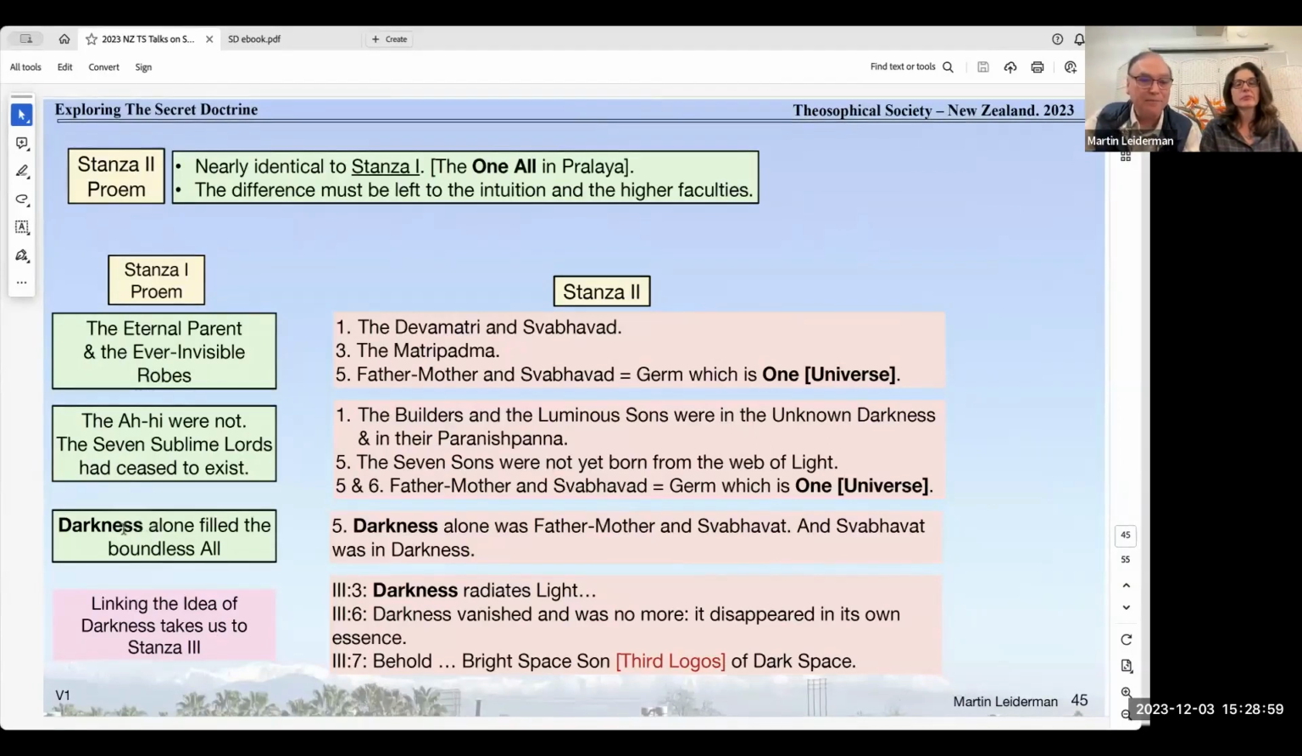In stanza 1, it says darkness alone filled the boundless all. In stanza 2, number 5 says darkness was Father, Mother, Swabhavat. In stanza 3, number 3 says darkness radiates light. In sloka 6, darkness vanished and was no more. It disappeared in its own essence. And in sloka 7, it says, behold, the bright space sun, the third logos, son of dark space. You see how you're linking? And as you link, again, the main idea becomes luminous. That means that it will hit your soul and will give its wisdom to you.